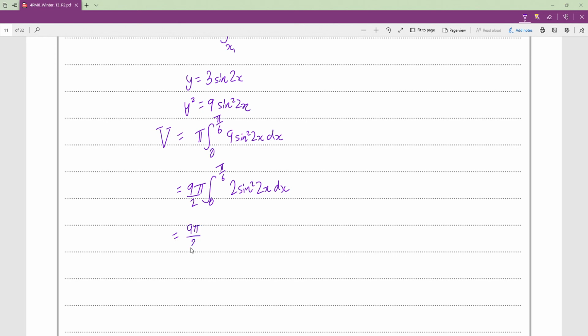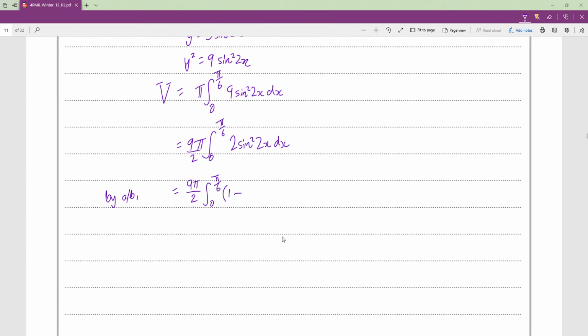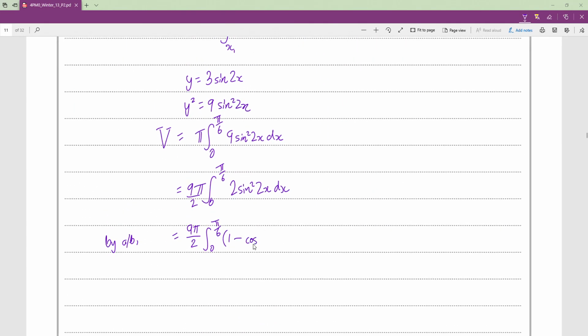So this is equal to 9 pi over 2. By our findings from A and B, this is equal to 9 pi over 2 of 1 minus cos 4x dx, or 9 pi over 2, the definite integral over the bounds of x, and then minus cos 4x.